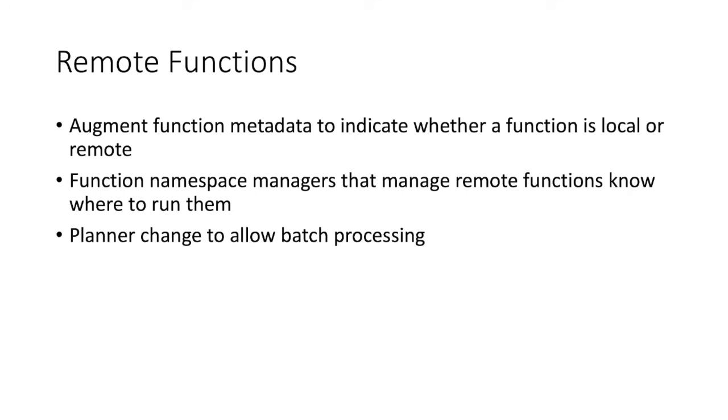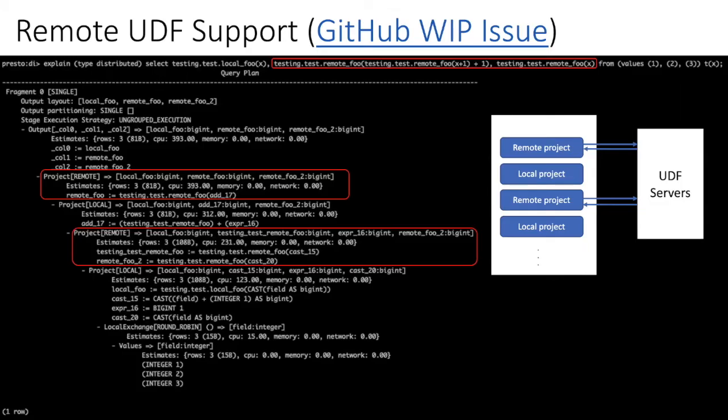And so this is roughly what needs to be changed on Presto. Let's say that testing.test.remote foo is a remote function that cannot be run on Presto. What we need to augment on the Presto side is to say that this remote foo is a remote function. So the function metadata can indicate whether a function can be run locally or has to be run remotely, right? And then you have this function namespace manager managing this catalog of remote functions that would know that, okay, for remote foo, I need to talk to that cluster.